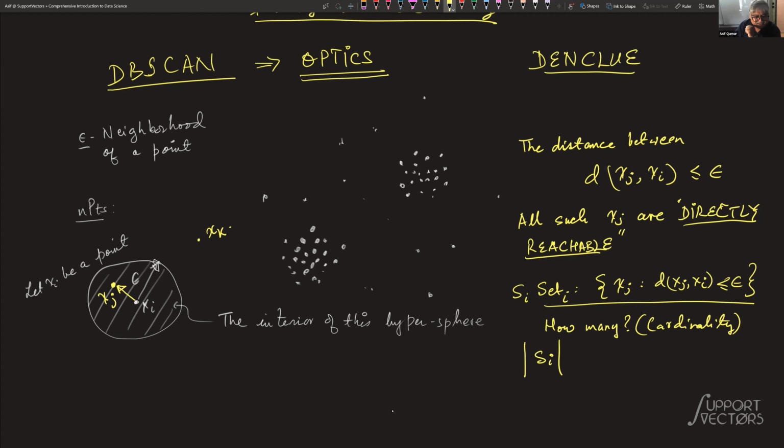Right. Now, as a matter of definition, let us say that you have another point, XL. Now, is XL directly reachable from Xi? Did I hear something? Yes. No, it is not directly reachable. It's not in the epsilon neighborhood of Xi. But is it directly reachable from Xj? If you make a circle around Xj, something like this, is it directly reachable from xj? Looks like it. Yeah. Epsilon neighborhood of xj.